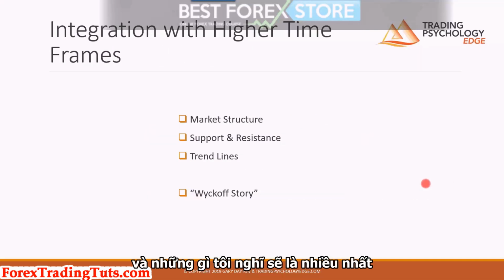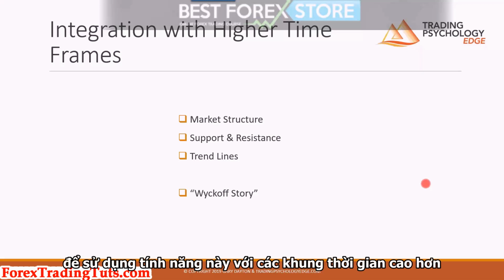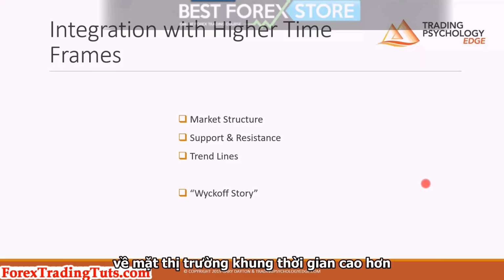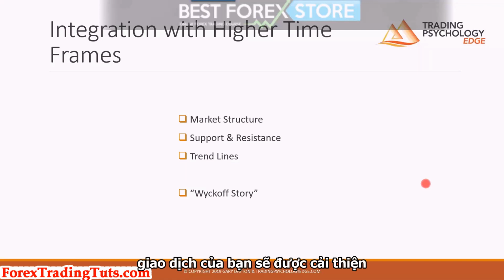And what I think will be the most important thing I'm going to convey to you tonight is integrating this and how to use this with the higher time frames in terms of higher time frame market structure, support and resistance, and higher time frame trend lines. This, in addition to the price action and the volume, the supply and the demand, will all go into making a Wyckoff story for ourselves. And I think you'll find, if you work with this, that your trading will improve.